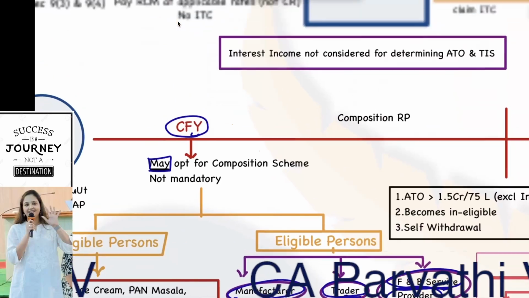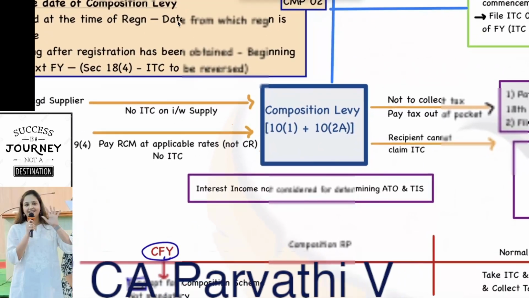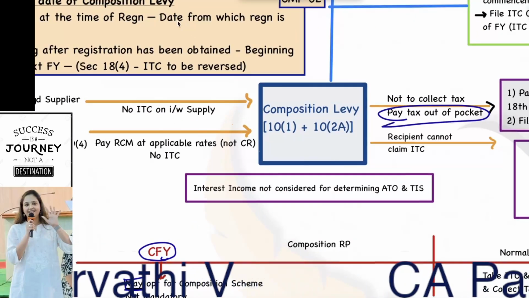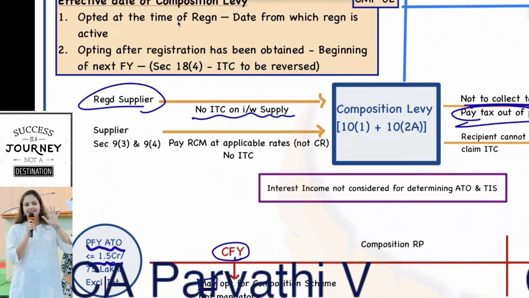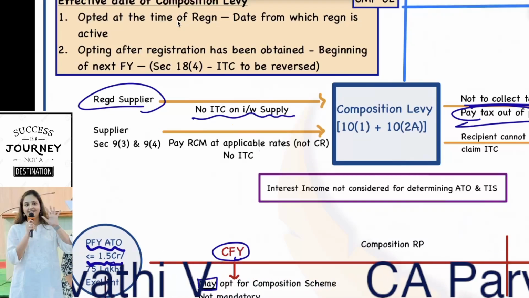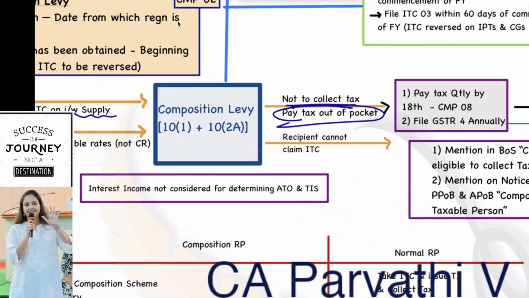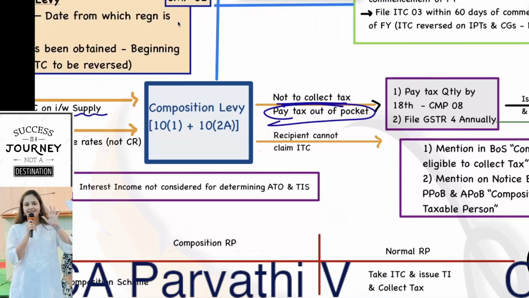Okay, so they are paying tax at a lower rate, correct? This tax they have to pay out of their pocket. They cannot collect tax. Also, if they are making any inward supply, they cannot claim ITC on that inward supply. Why? Because they are paying taxes at a lower rate. Now, what is the amendment relating to this composition levy?